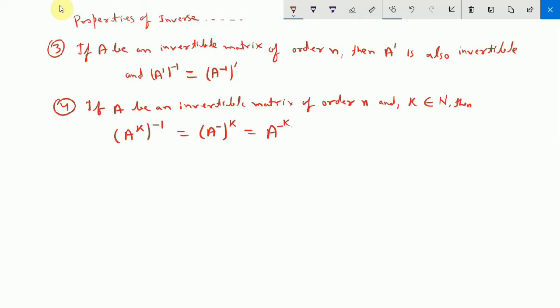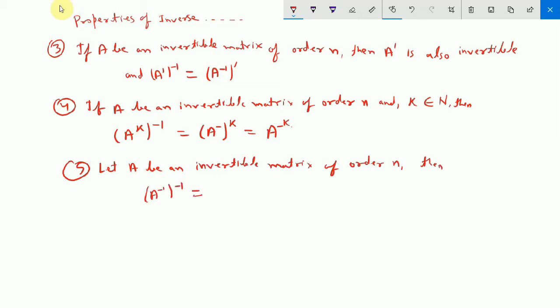Okay friends, so the fifth property: let A be an invertible matrix of order n, then the inverse of A inverse will be equal to A. Inverse of A inverse will be equal to A.